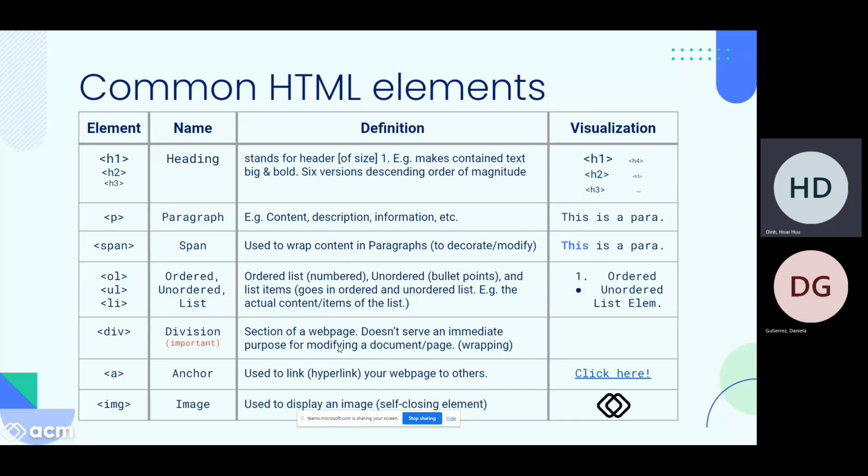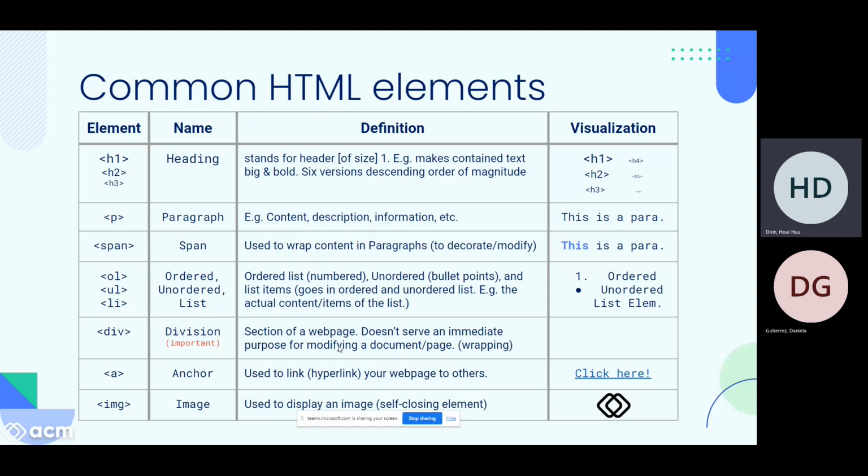Next is division, or div. This is probably one of the most important ones to learn. You'll be using that a lot. It's a way to write HTML without having a semantic name to it. So you don't need the semantic name of it's a heading, it's a something. It's just an unsemantic way to write code. It's also used a lot in wrapping code. So it doesn't serve an immediate thing like span. You don't immediately see it. It's just like a wrapper.